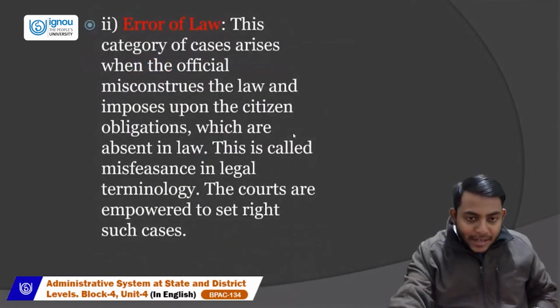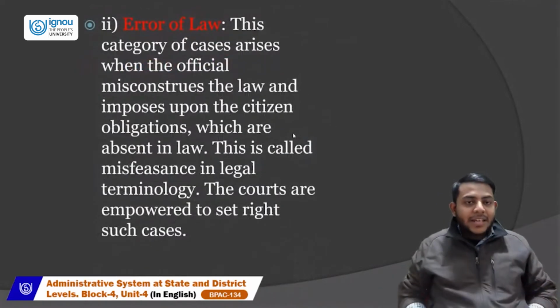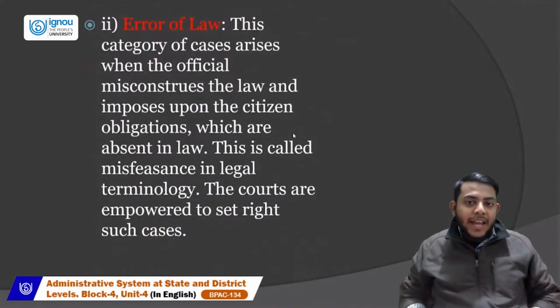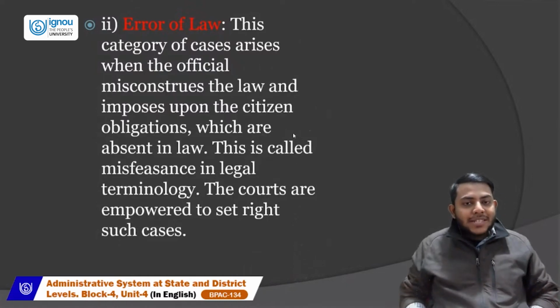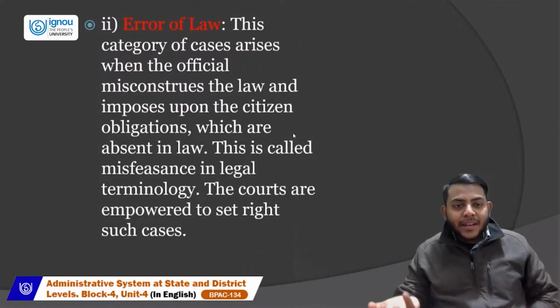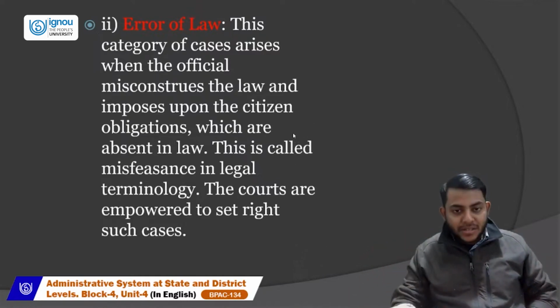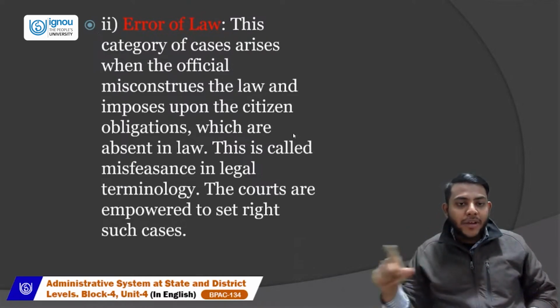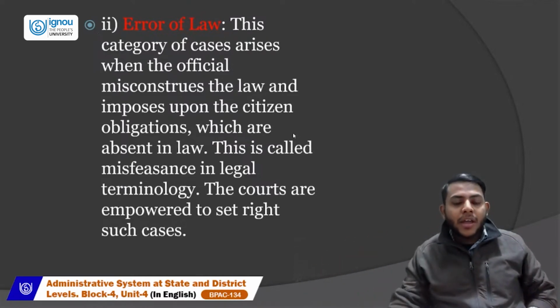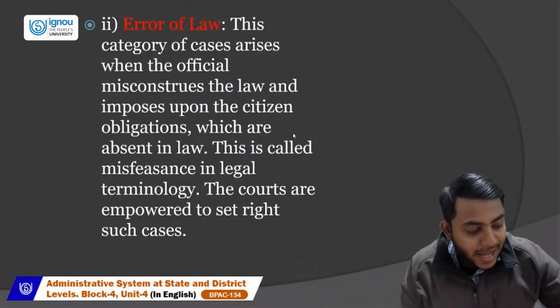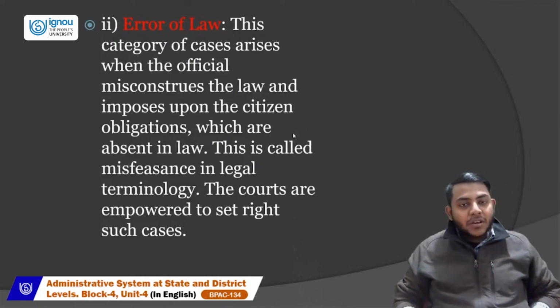The second case where the judiciary can intervene is regarding error of law. This category of cases arises when the official misconstrues the law and imposes upon the citizen such obligations which are absent in the law. If an official is misconstruing the law and imposing certain obligations upon the citizens which are absent in the law, this is called error of law, and this is called misfeasance.